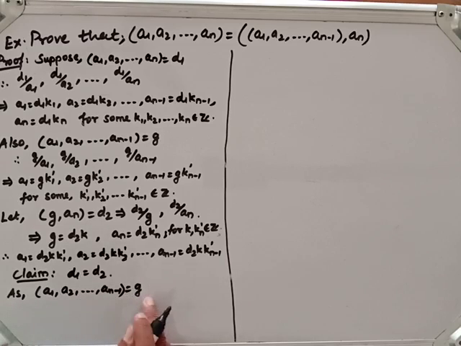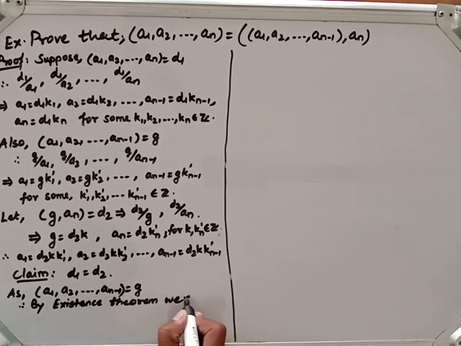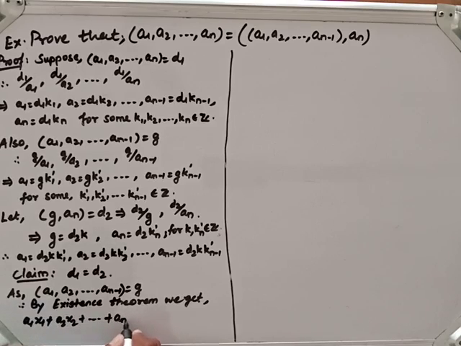So if this GCD is G, then by the existence theorem, or linear combination theorem, we get that there are n-1 integers such that the linear combination of a1, a2, up to an-1 with these integers is equal to G. That is, a1 x1 plus a2 x2 plus so on up to an-1 xn-1 is equal to G, for some x1, x2, up to xn-1 belonging to Z. This is the case.